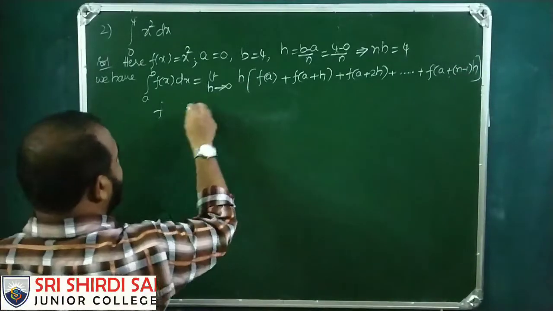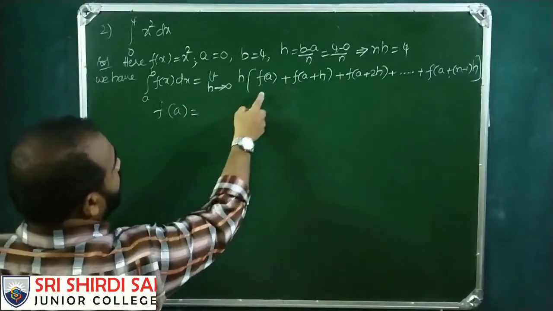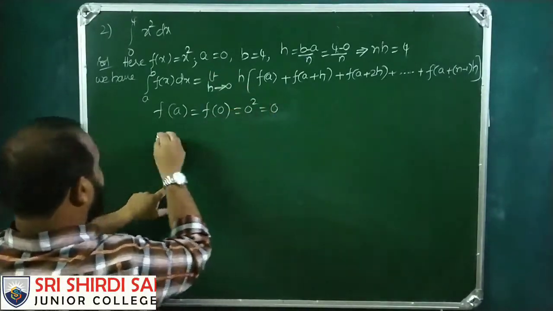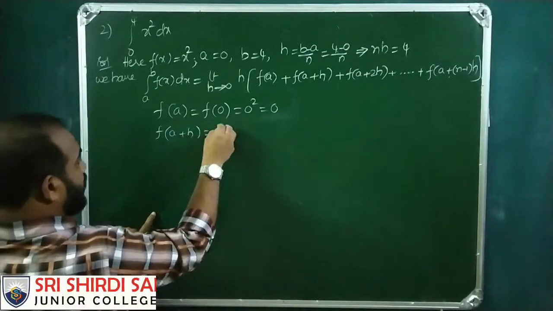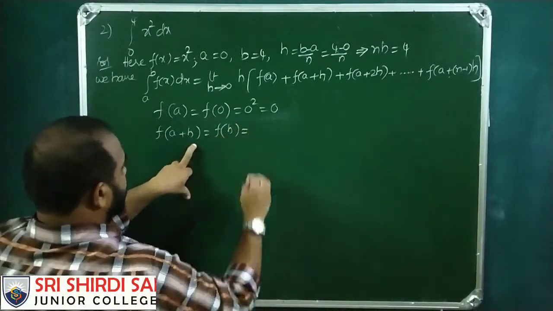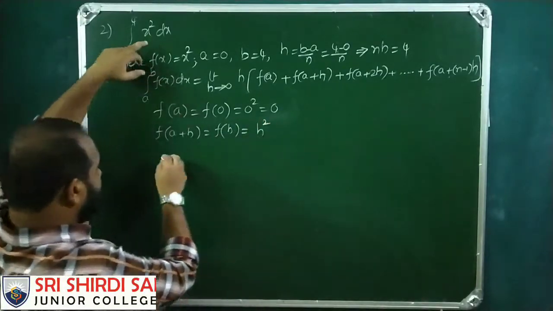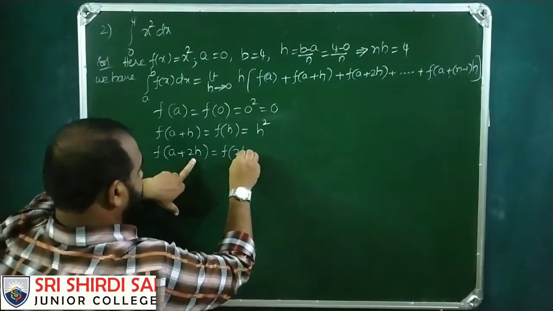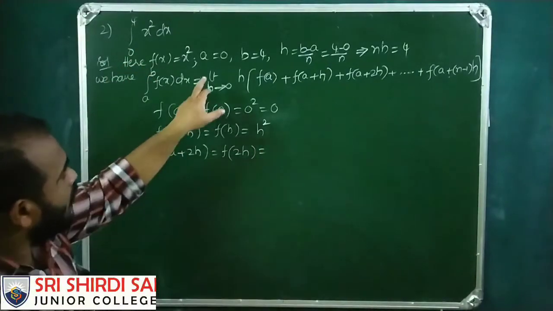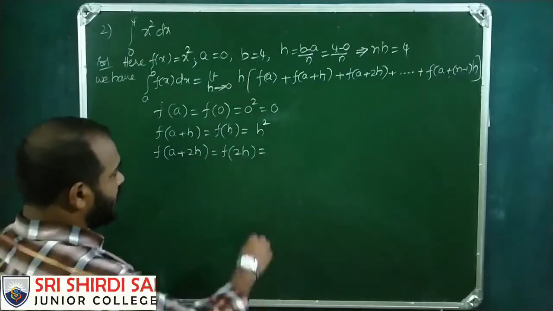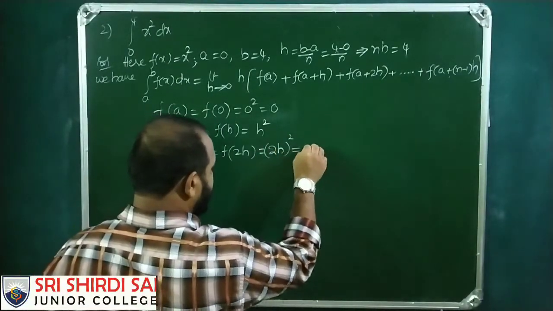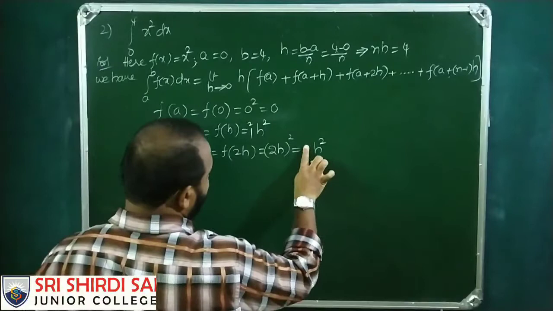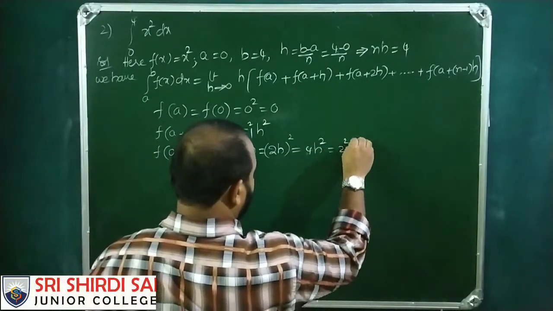f of a is f of 0, which is 0 square, which is 0. f of a plus h is f of 0 plus h, which is h, so h square. f of a plus 2h is f of 2h. f of x is x square, so f of 2h is (2h) whole square, which is 4h square, or 2 square h square.